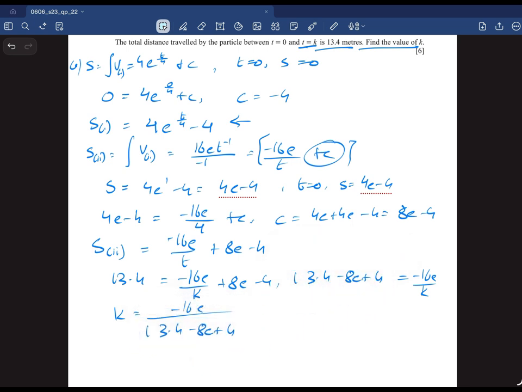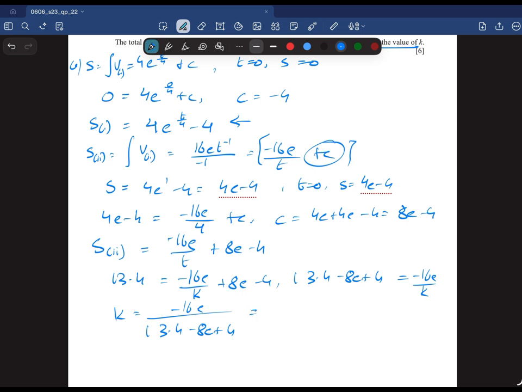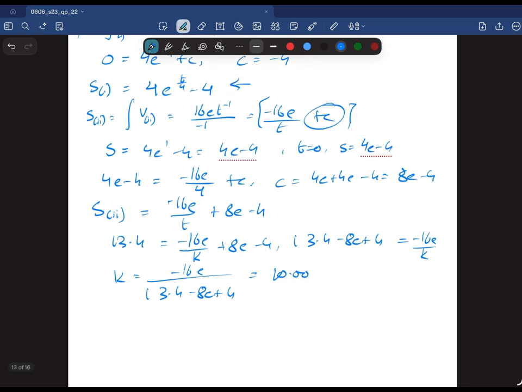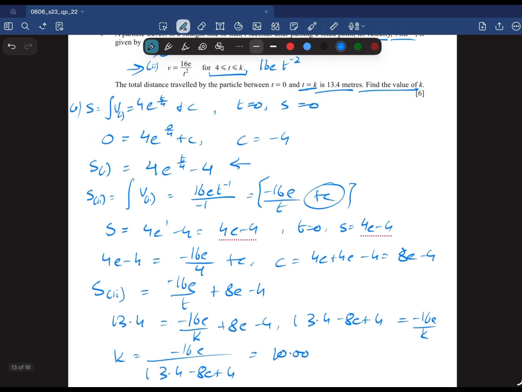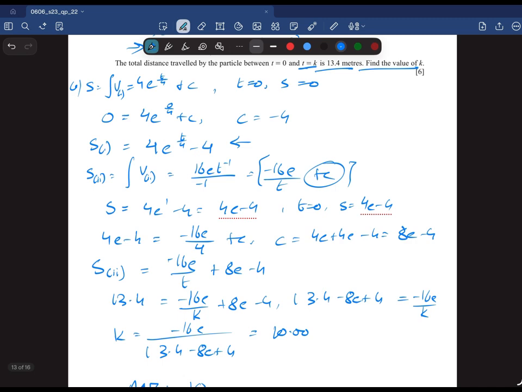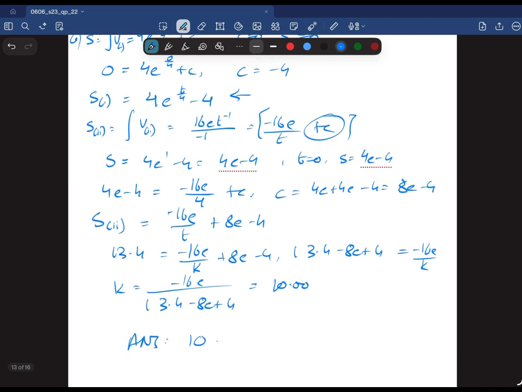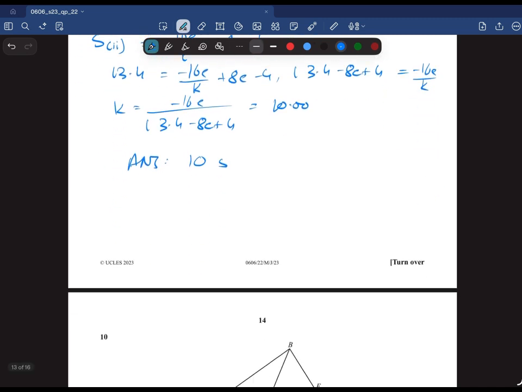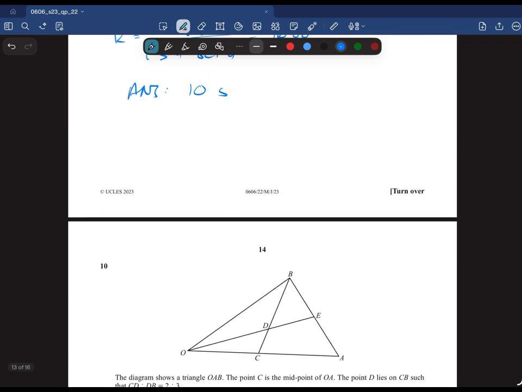Let's work this out in our calculator. Negative 16 alpha e, 13.4 minus 8 alpha e plus 4, we get 10.00 something, doesn't matter. To 3 significant figures, that'll be 10 seconds. Let me just write it to 3.